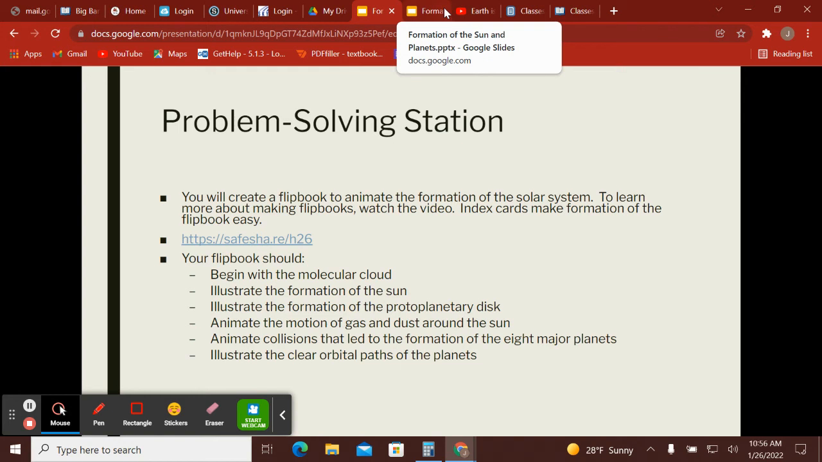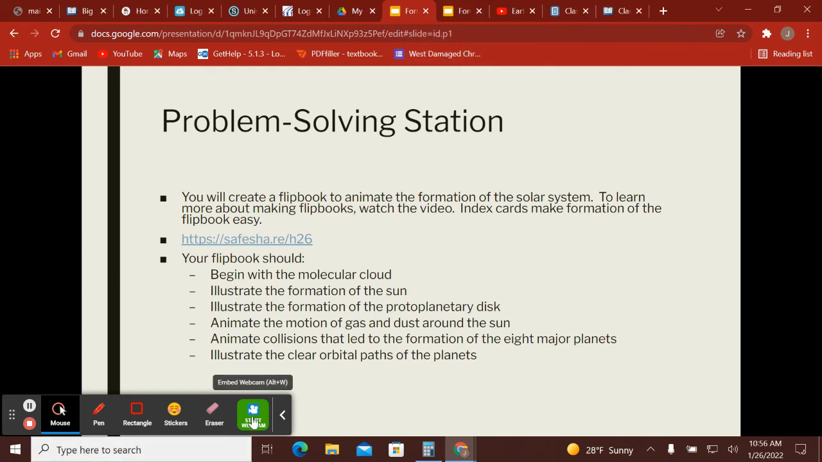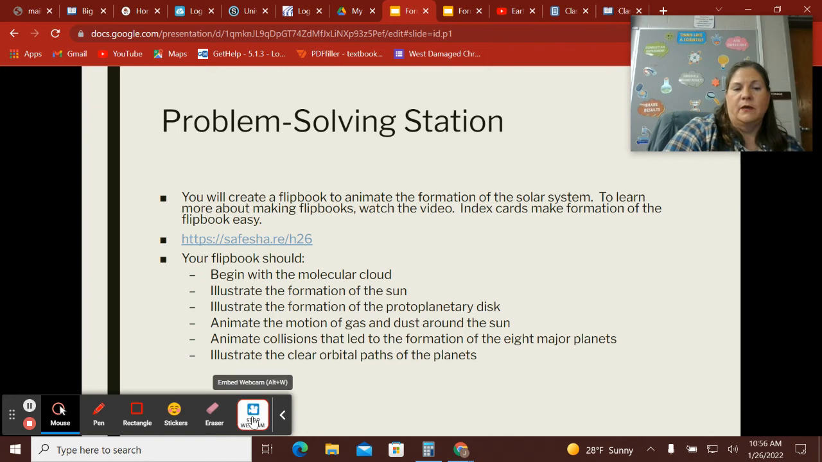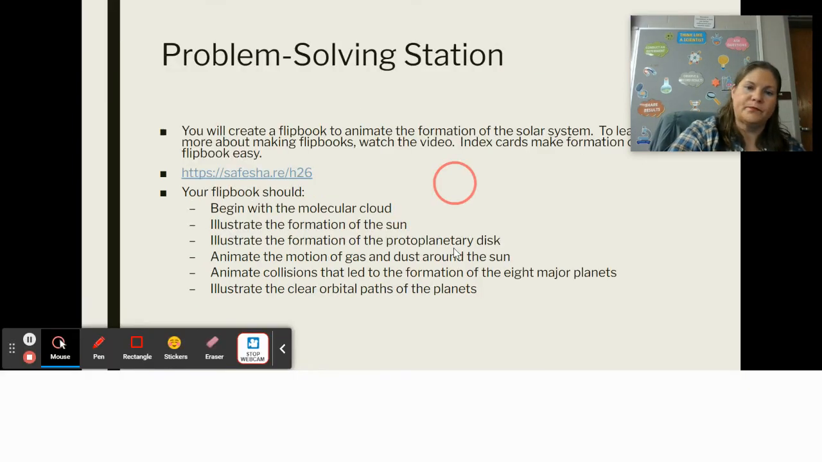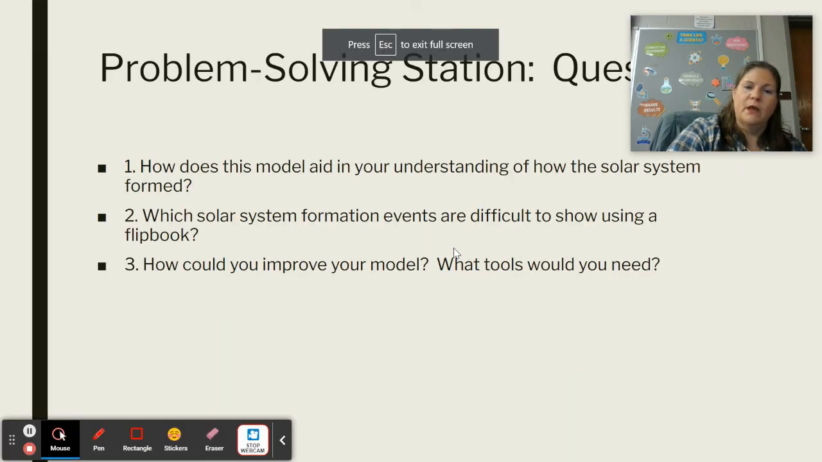So make sure that you include in your flip book the molecular cloud, the formation of the sun, the formation of the protoplanetary disk, the motion of gas and dust around the sun, collisions that led to the formation of the 8 major planets, and then the clear orbital paths of the planets. Make sure you answer the questions.